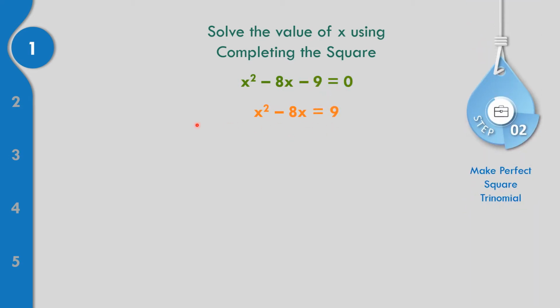Step 2, make this equation a perfect square trinomial. So it means what could be the number to be added on both sides? The solution is b divided by 2, squared.